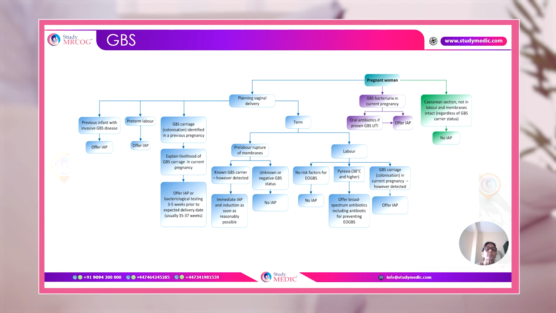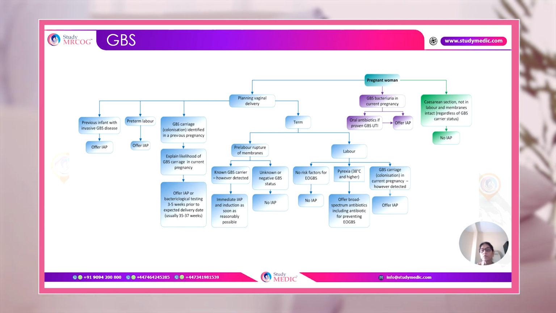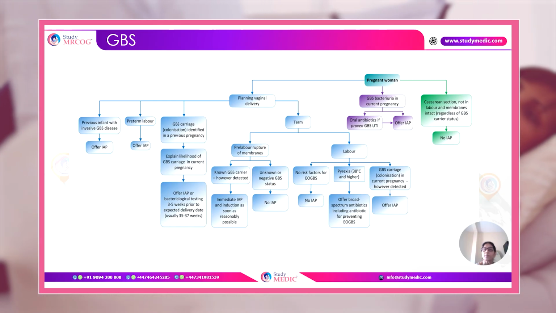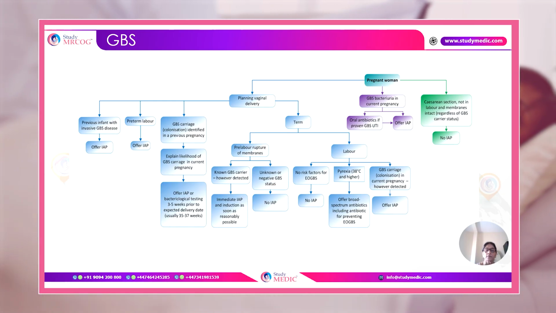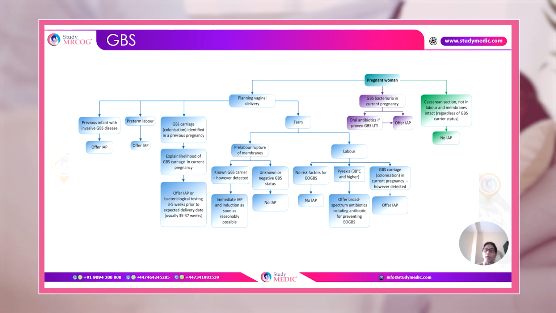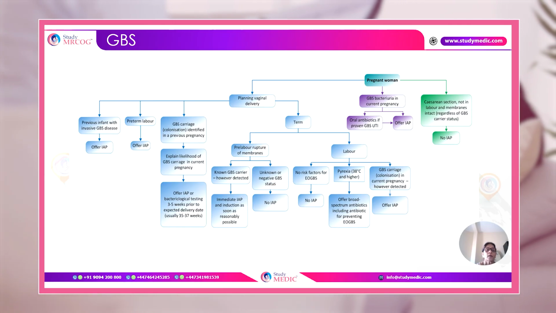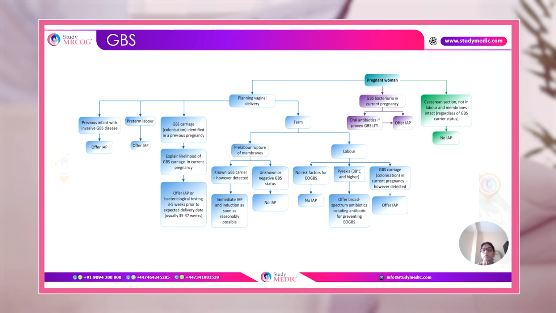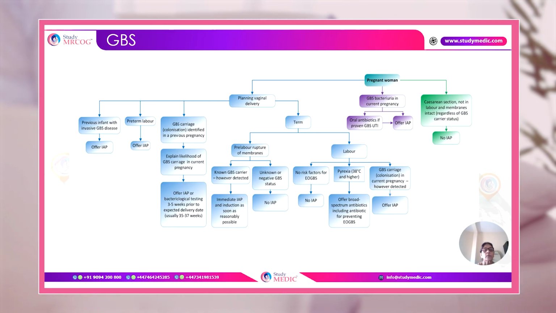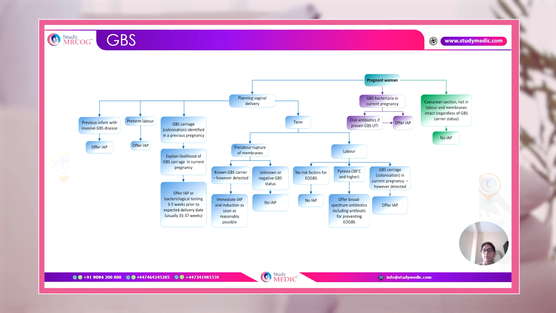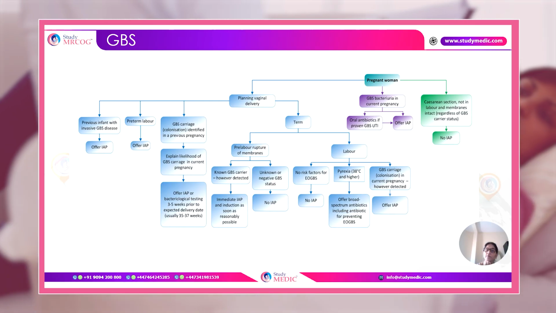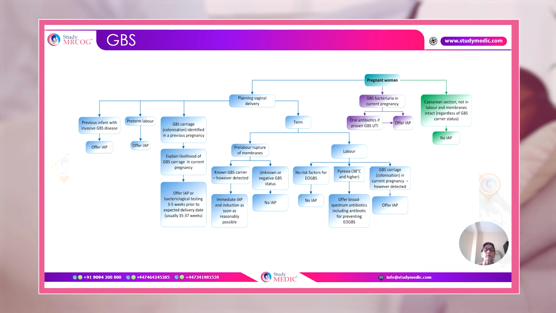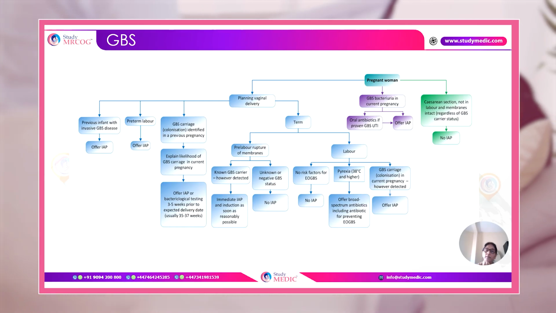Now, if GBS carriage has been identified in a previous pregnancy, explain to this woman the likelihood that in this pregnancy she would still be carrying the bacteria. You can offer her intrapartum antibiotic prophylaxis, or you can offer her testing 3 to 5 weeks prior to her expected date of delivery. Normally at around 35 to 37 weeks of pregnancy, you can retest her and see whether she is still a carrier of GBS. If she is still a carrier, then you can offer her antibiotic prophylaxis.